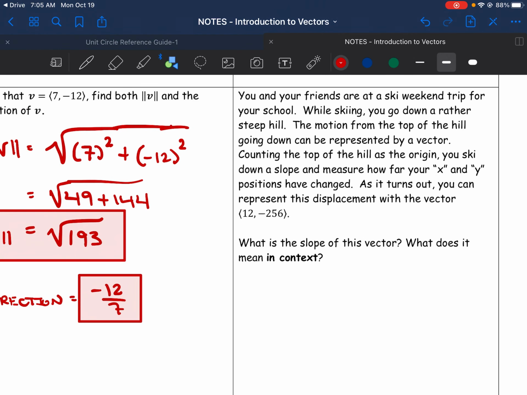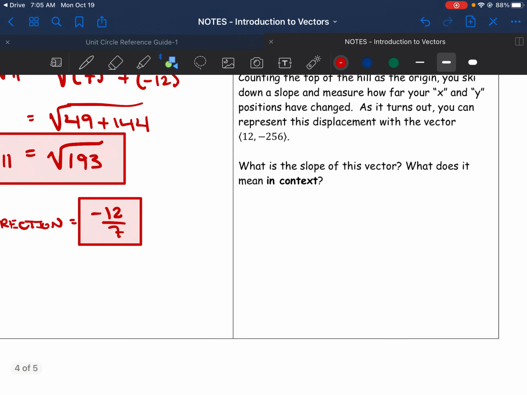And our last example here, you and your friends are at a ski weekend trip for your school. While skiing, you go down a rather steep hill. The motion from the top of the hill going down can be represented by a vector. Counting the top of the hill as the origin, you ski down a slope and measure how far your x and y positions have changed. As it turns out, you can represent this displacement with a vector 12, negative 256. What is the slope of the vector, and what does the slope mean in context?